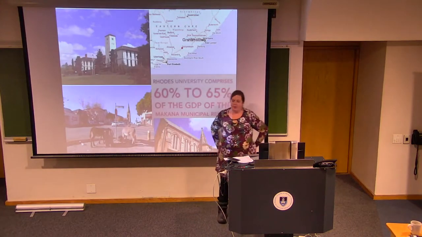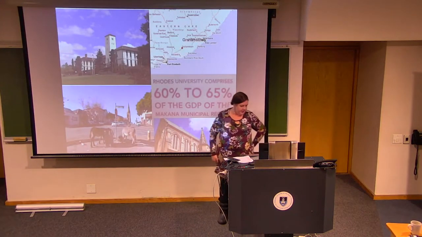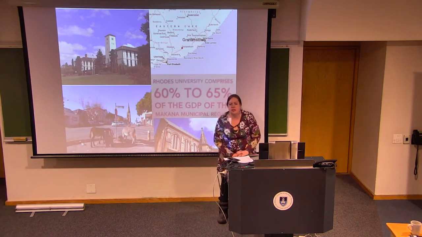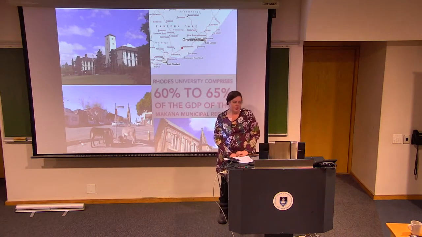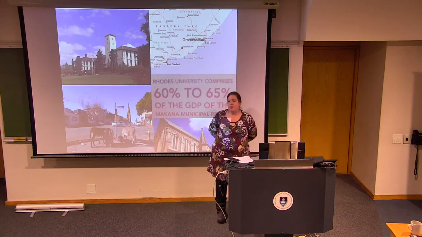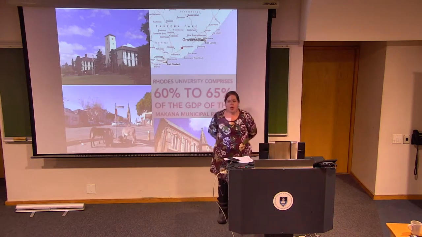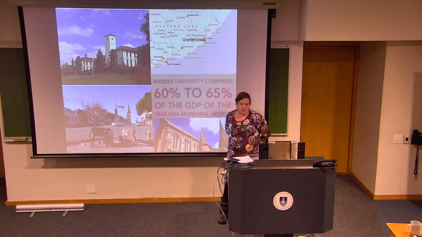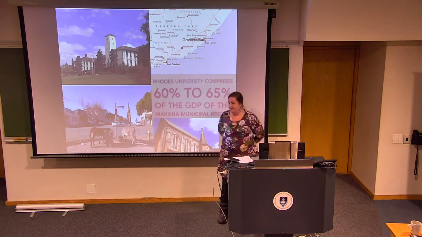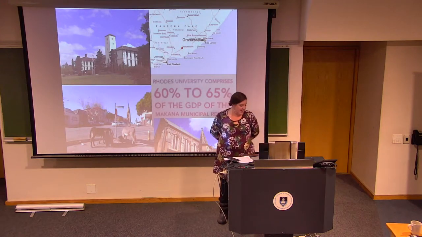Okay, so Rhodes University is a small university of just over 8,200 students and 350 permanent academic staff, located in Grahamstown, recently renamed Makanda. It's a rural small town in the Eastern Cape. Interesting fact: this is actually where the internet in South Africa started. But back to the university.